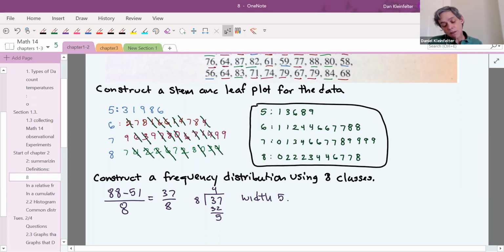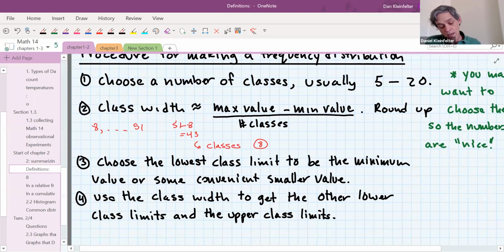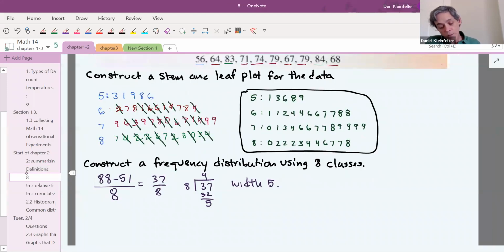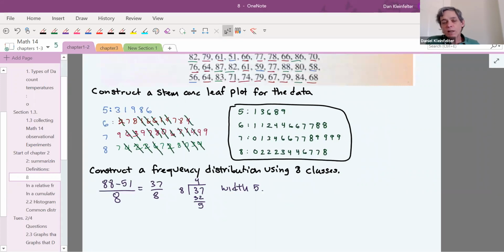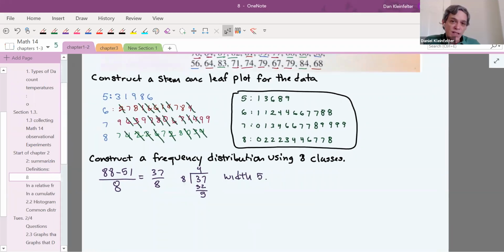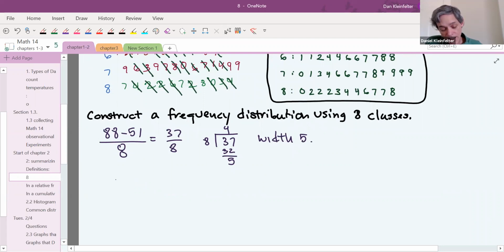Okay, and so we need to select a minimum value. So again, going back to here, choose the lowest class limit to be the minimum value or some convenient smaller value. So here my minimum value is 51. And we could use that. But it seems a little funny to start my table at 51 and then the alternate classes will start with a 1 also. So instead, let me just use 50 instead of 51 for the minimum. So our lowest class limit will be 50. And then the width is 5.